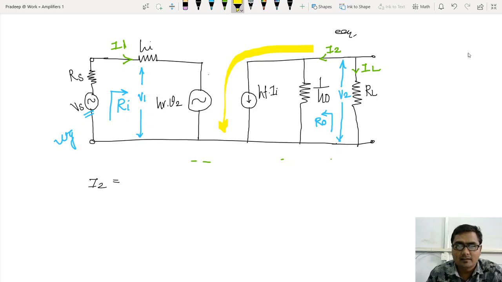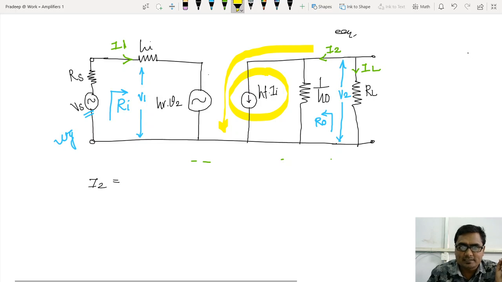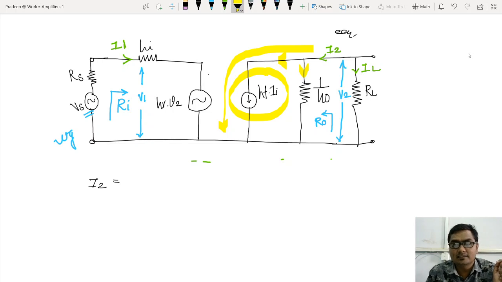Now I2 is equal to what? It is this hf multiplied by I1. Is that the only value? No, that's not the only value. I2 is divided again into two parts. Look at this. One part is flowing as hf I1, another part is flowing through 1 divided by ho impedance. So I2 is nothing but this impedance plus this impedance, is it not?